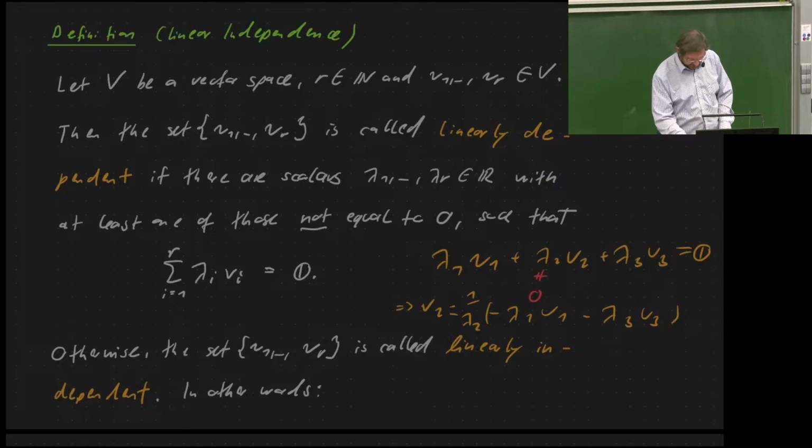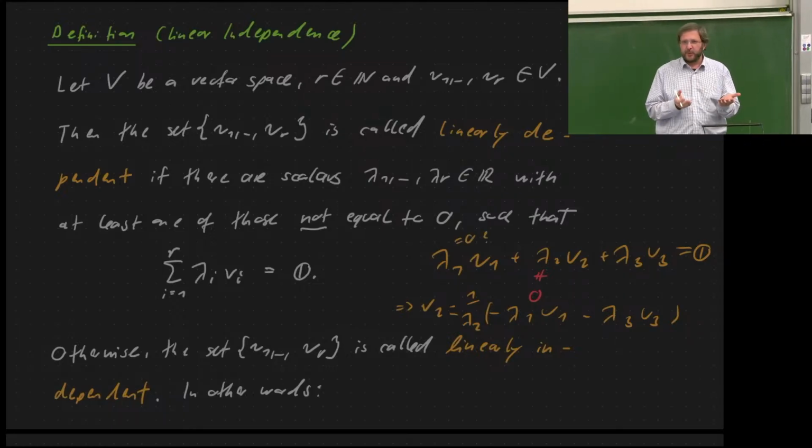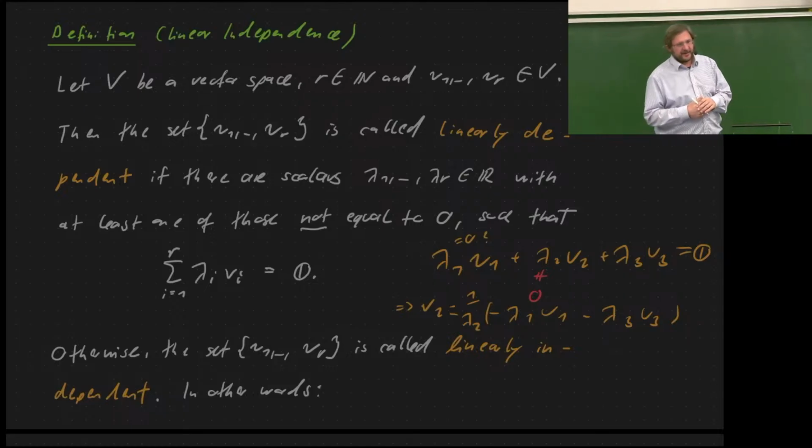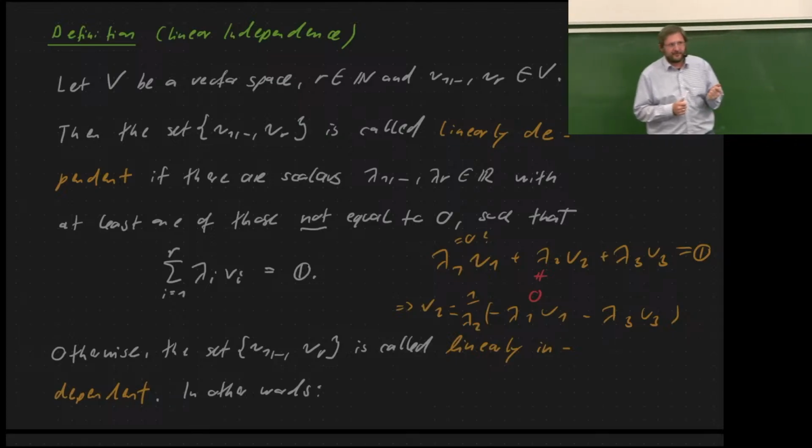So for example, maybe lambda 1 is 0. Then we couldn't solve for v1. And that's why the formulation is like it is.